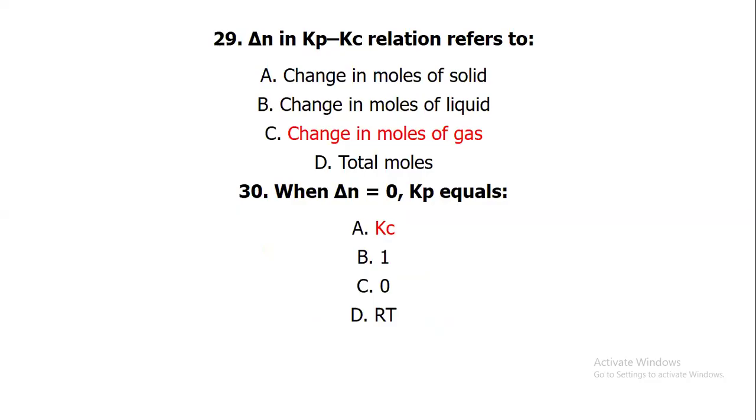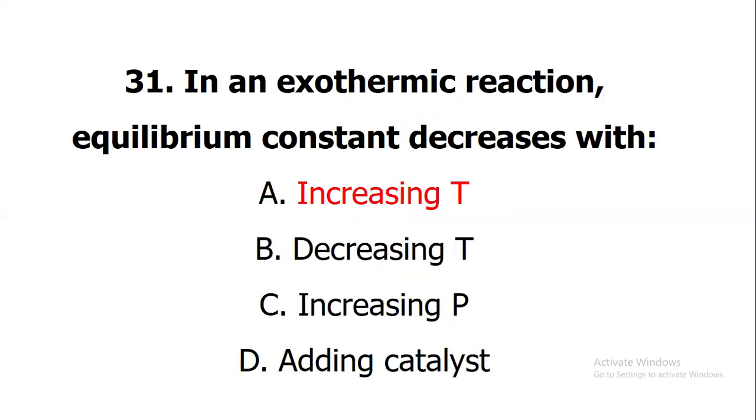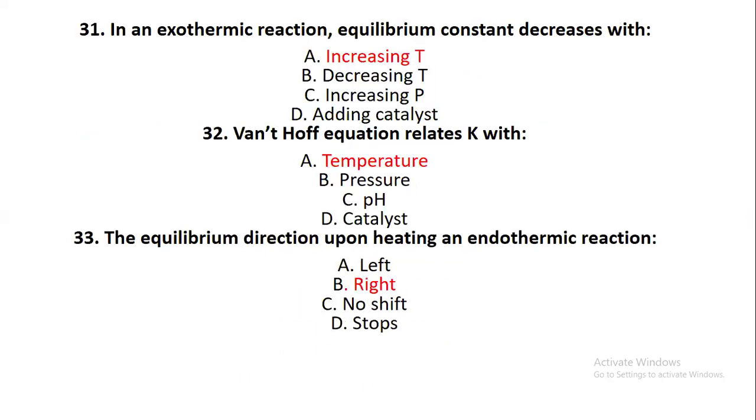Delta n in the Kp Kc relation refers to the change in moles of gas. When delta n equals 0, Kp equals Kc. In an exothermic reaction, the equilibrium constant decreases with increasing temperature.